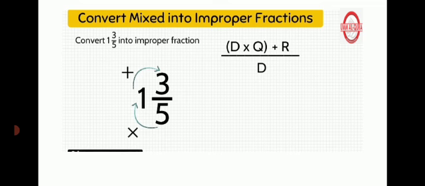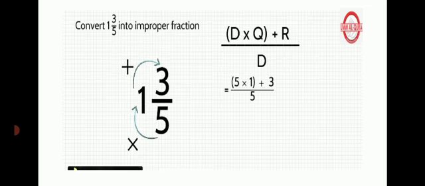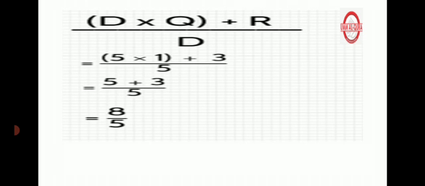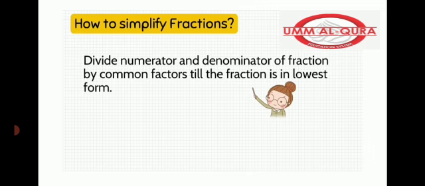Now first we put the values. Divisor is 5, multiply quotient 1, in braces, plus 3, bar, then divisor is 5. In the next step we multiply 5 by 1. 5 ones are 5, then plus 3 by 5. In the first step we solve the braces. Now in the next step we add the numerator, 5 plus 3. Our answer is 8 by 5.